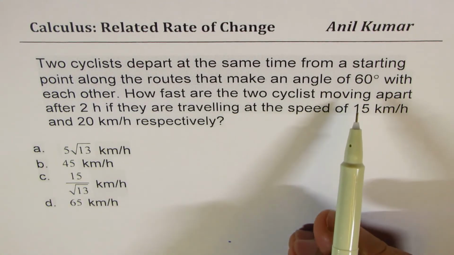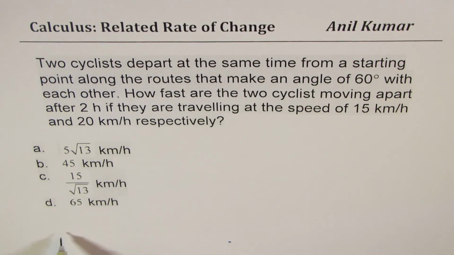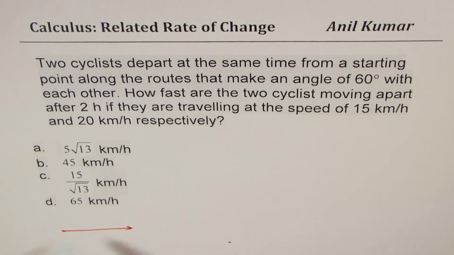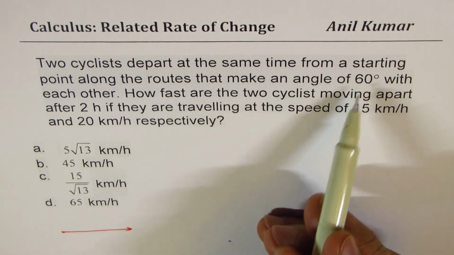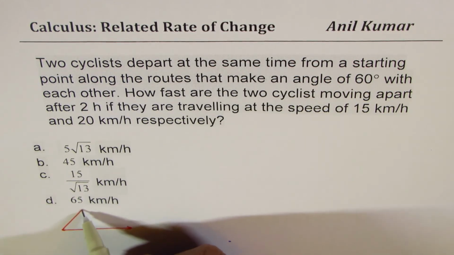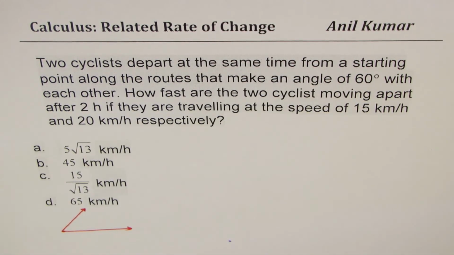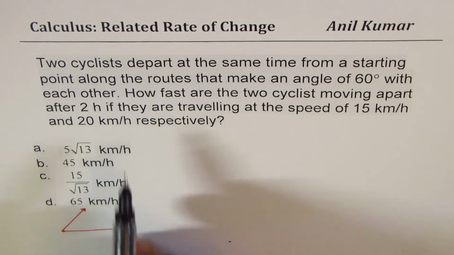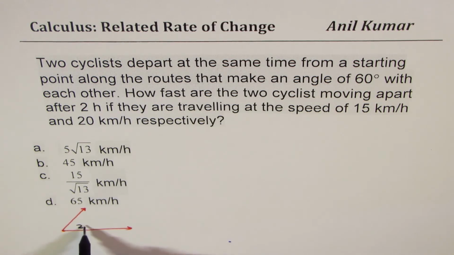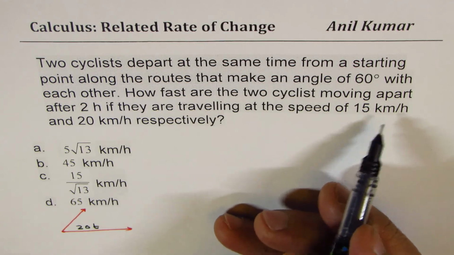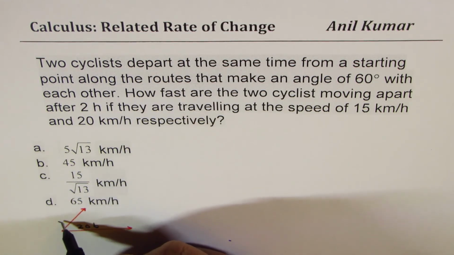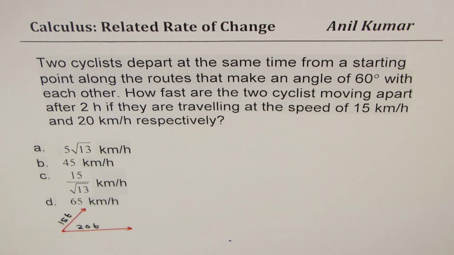So let us sketch the diagram. So we have two cyclists. Let us say one is going along this direction. The other one is going along a direction which is at 60 degrees. So let's say that is the other direction, correct? 60 degrees. Let us say that the cyclist which is moving horizontally is going with the speed of 20 kilometers per hour. So let me write 20t here over time. And 15 kilometers per hour is the speed of the other one. So we'll write 15t on the other side.